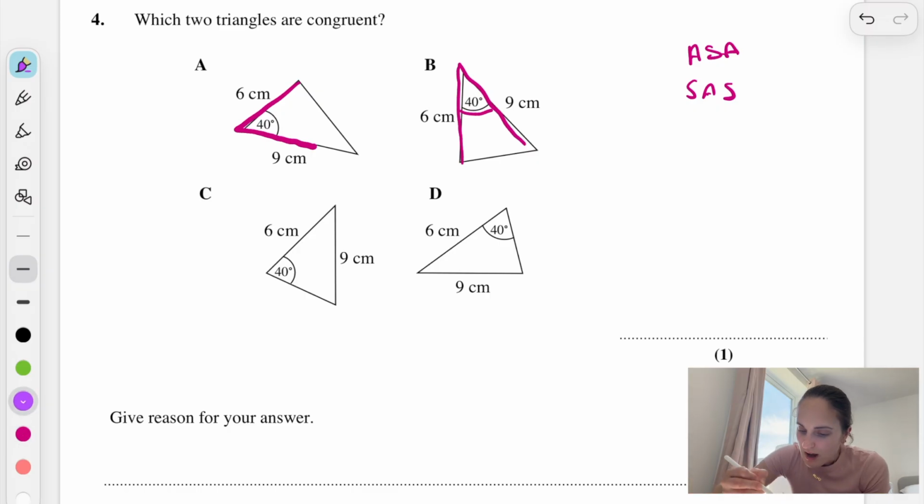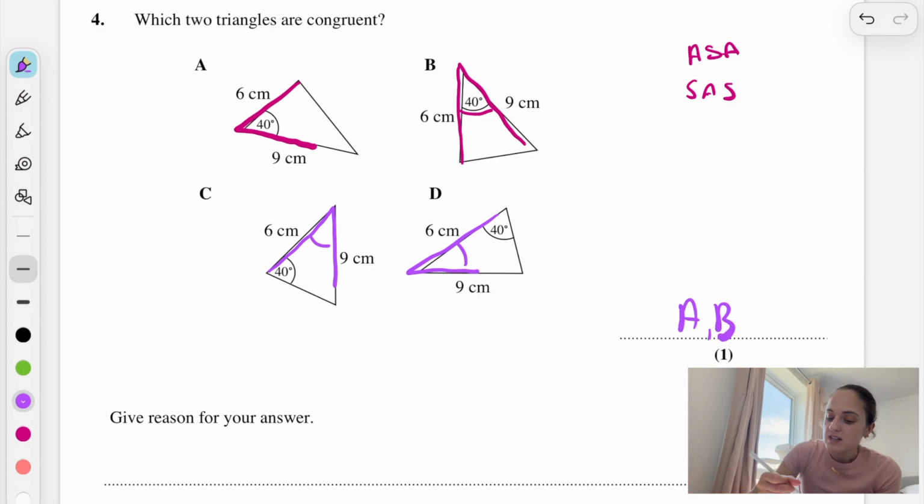The other ones don't have that, because with this one here, we have a 9 and a 6, but the 40-degree angle is in the wrong place. And again, we have a 9 and a 6 here, but the 40-degree angle is again in the wrong place. So we have A and B are congruent, and the reason is because we have side, angle, side.